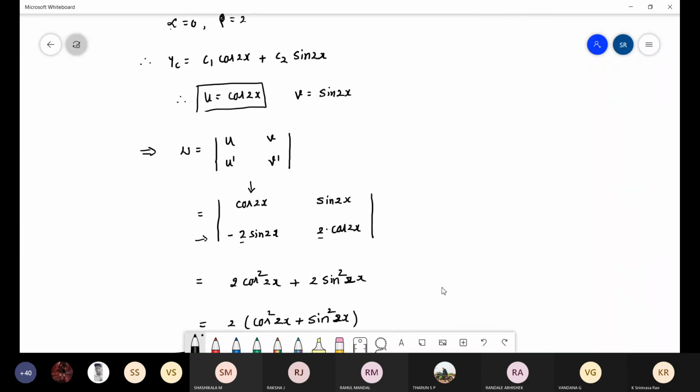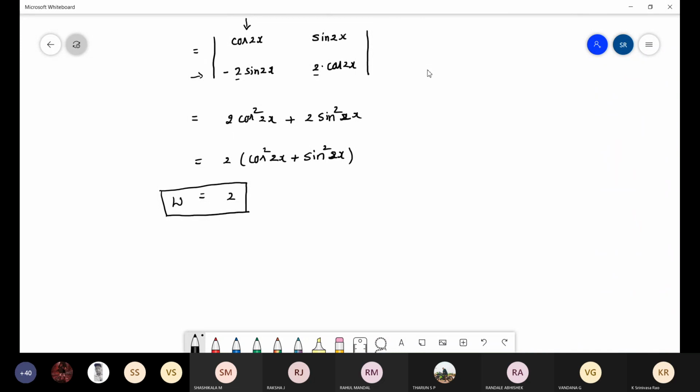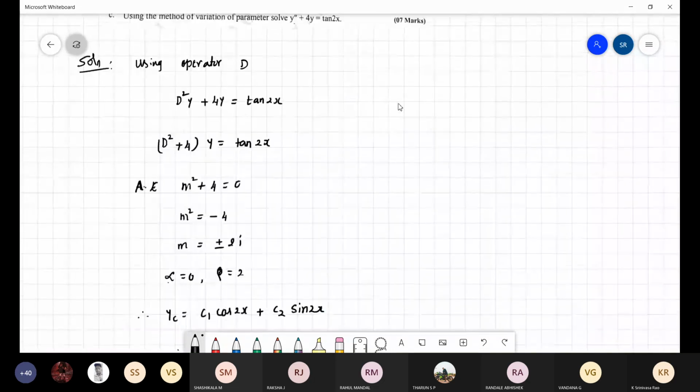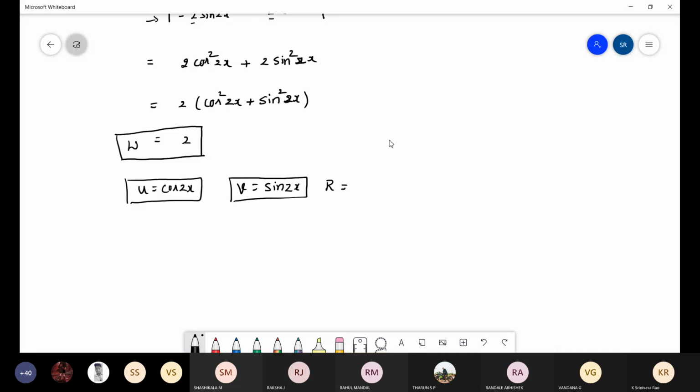So finally we have this u and v. If you want, you can rewrite again. u equals cos 2x, v equals sin 2x, and R also you can write. R stands for the RHS, or phi of x. So what is our problem? RHS is tan 2x.